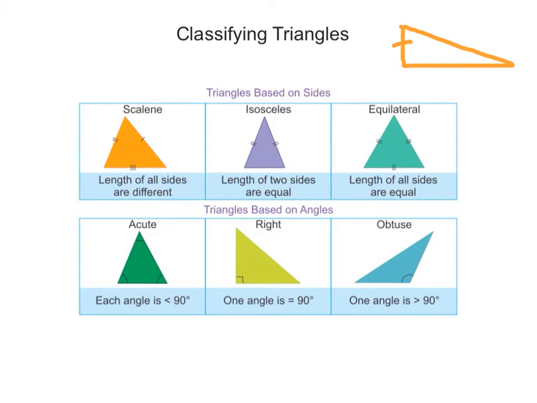And you show that by not having any of the same number of marks on those sides. And then you would also want to show in there that one of your angles is a right angle.